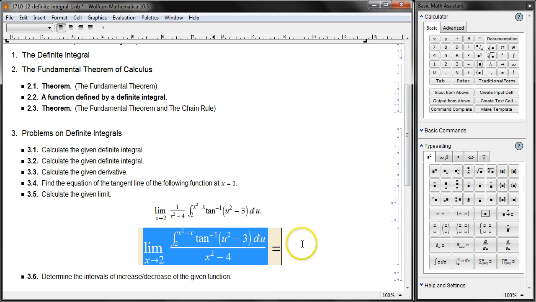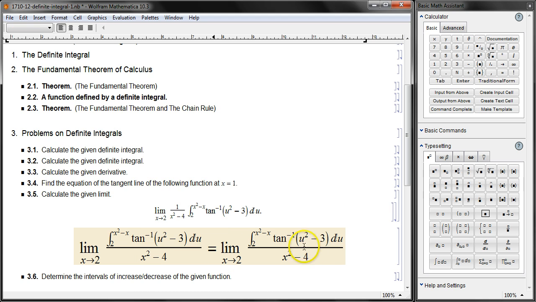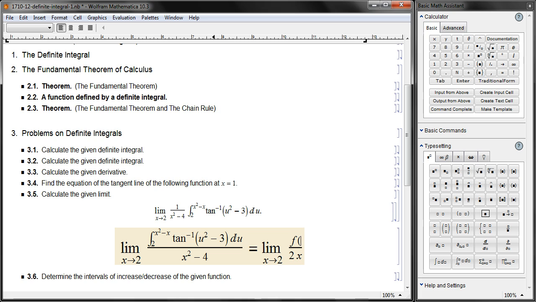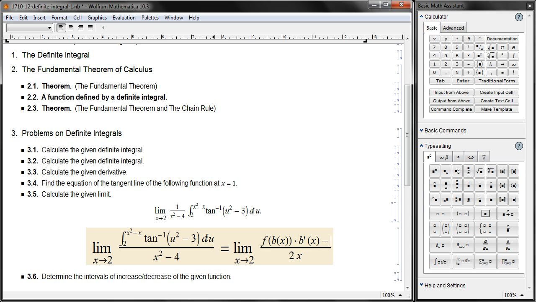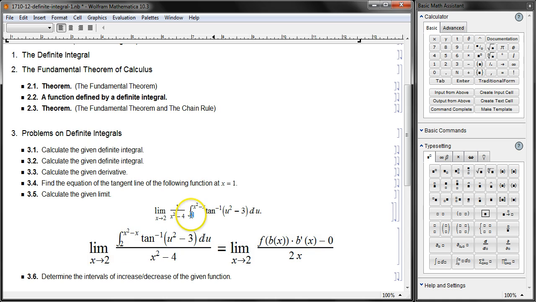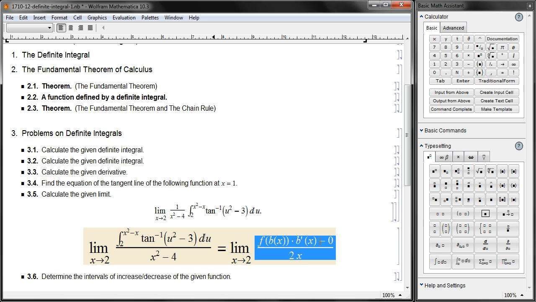So L'Hopital's rule tells us that once you have 0 over 0 type limit, you can take the derivative, which I did over here, and then here that's going to be the derivative: f of b of x times b prime of x minus, and then the a part is going to drop out because this is constant. Derivative of constant is 0, so that part will just drop out.